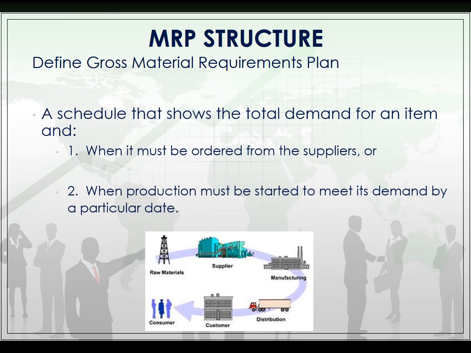A gross material requirements plan is a schedule that shows the total demand for an item and when it must be ordered from the suppliers, or when production must be started to meet its demand by a particular date.